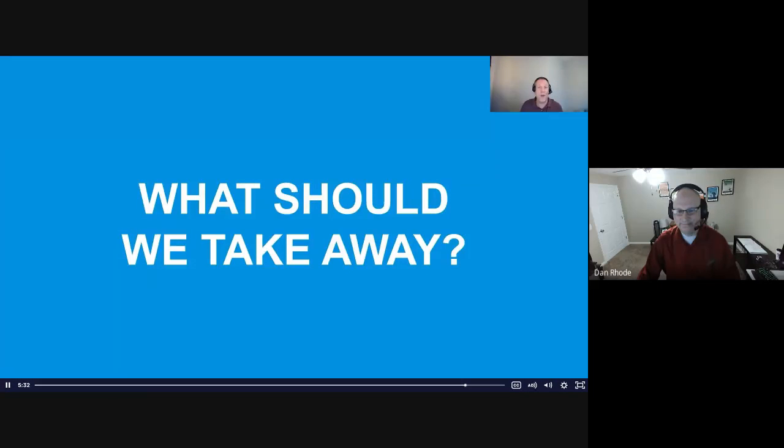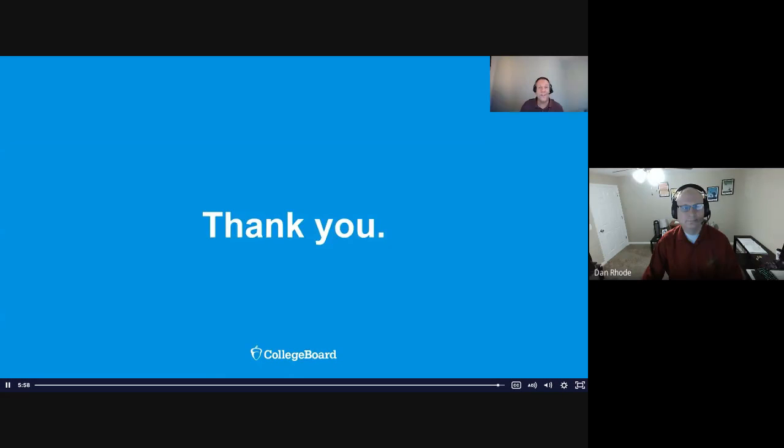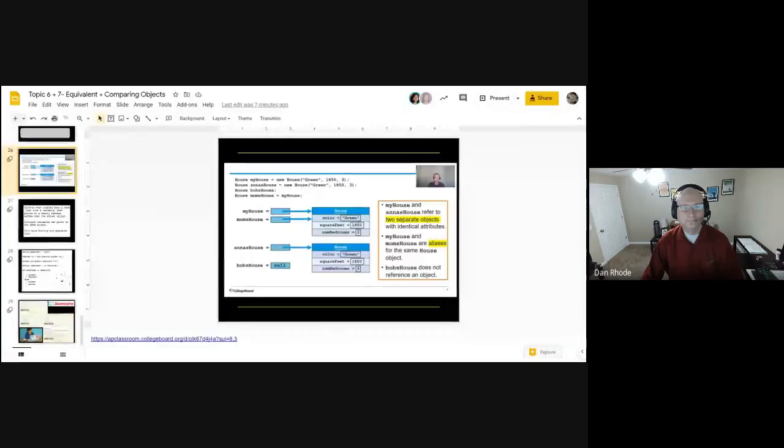So what should we take away? Well, we've been comparing object references using Boolean expressions. We know what aliases are. Two references are considered aliases when they refer to the same exact object. We use double equal signs and not equal signs to identify those aliases. And we also use the double equal sign and not equal sign to determine if objects are null, if they actually reference an object. That's it for this lesson on AP Daily. Thank you so much.